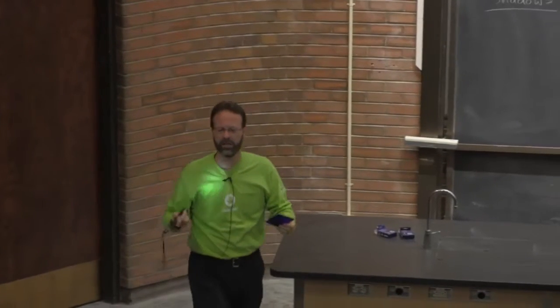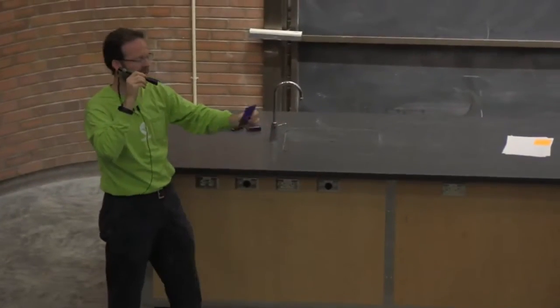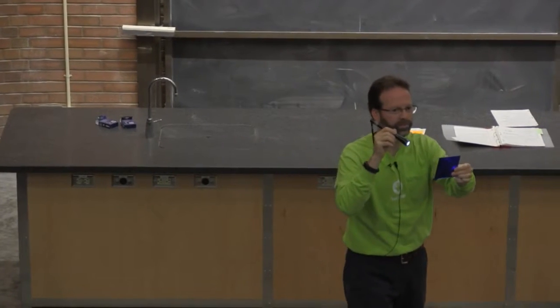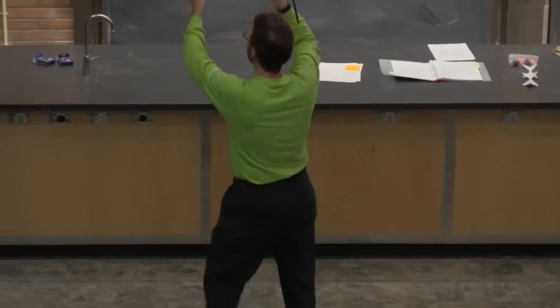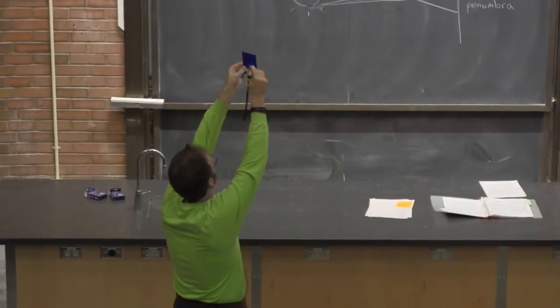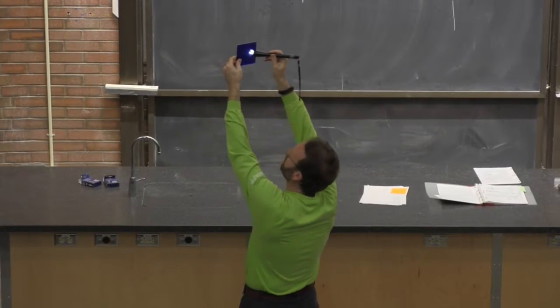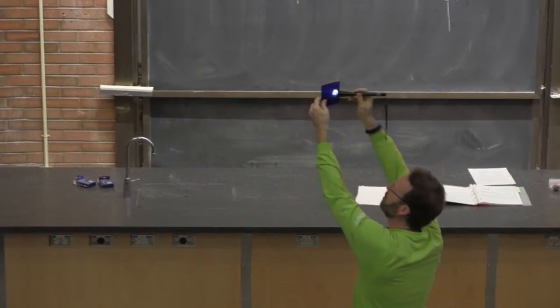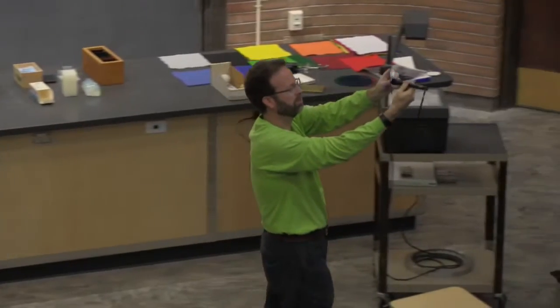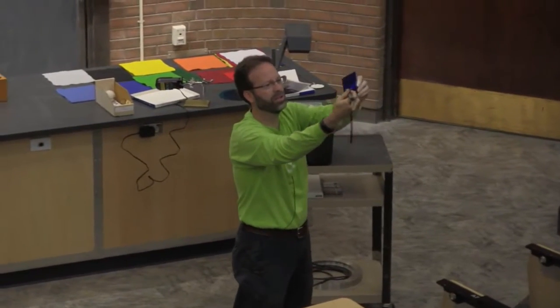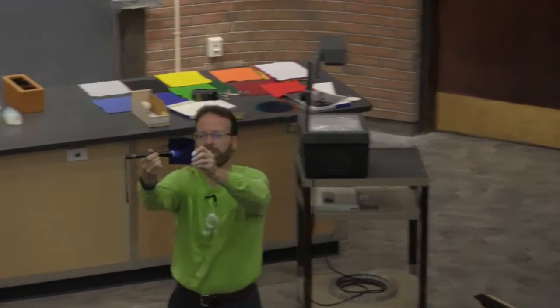If I reflect this light off the surface, so I can see the flashlight, what color do you think I see? Got one vote for white, but this is a blue piece of glass. I'll hold it up so you can see. If I change my angle, can you see that? Can you see what color it is? You guys okay over here? It's blue to me right now, but what color do you see? Why is it white?